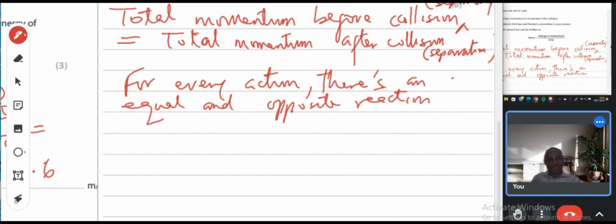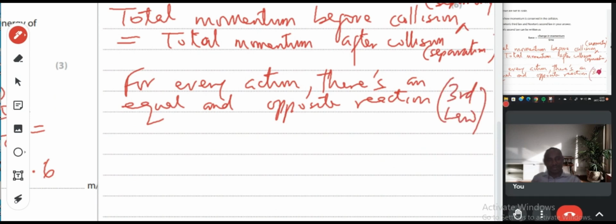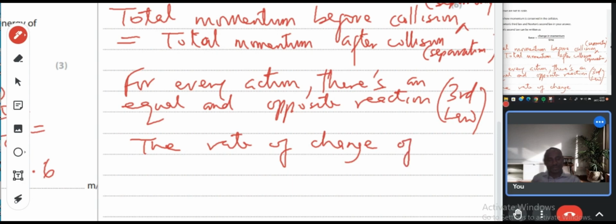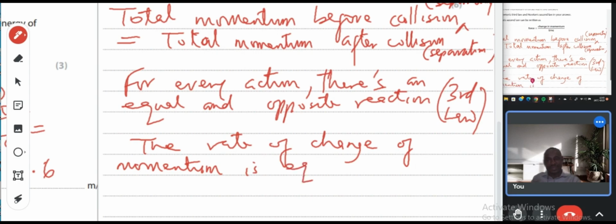This is the third law. The second law states that the rate of change of momentum is proportional to the force. The third law was what? Action is equal to reaction, and they are equal and opposite.